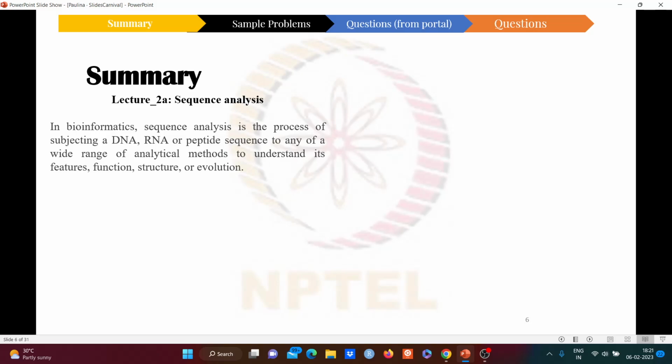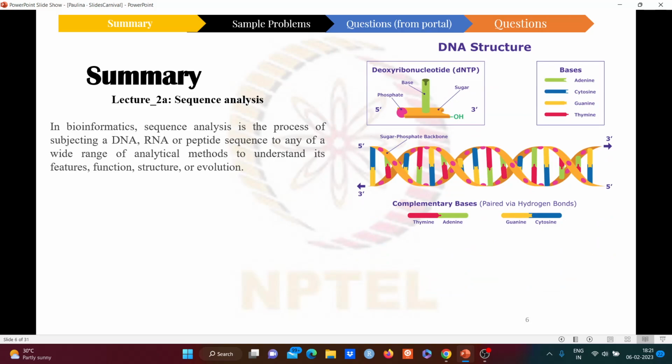Okay, let me start with the basic molecule DNA, wherein this exploration could be helpful.